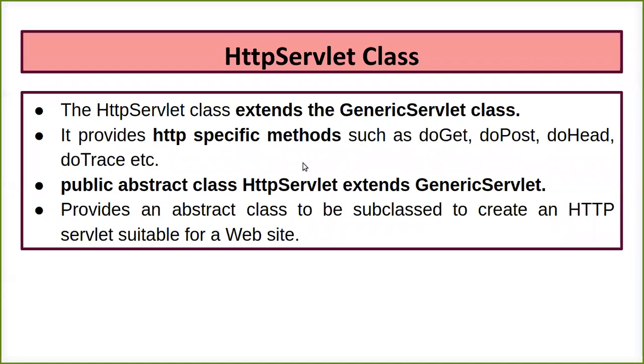Now this particular class, the HTTP servlet class, is going to have some specific methods. These methods can be doGet, doPost, doHead. Most probably you're not using the rest of the methods available in this class. You're just going to use two important methods, doGet and doPost. What is the difference? I'll let you know in the next slide. So what is the syntax of using this HTTP servlet class?